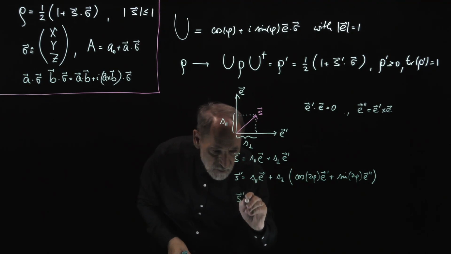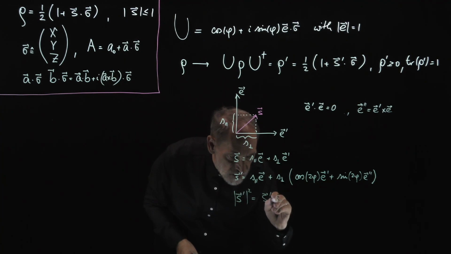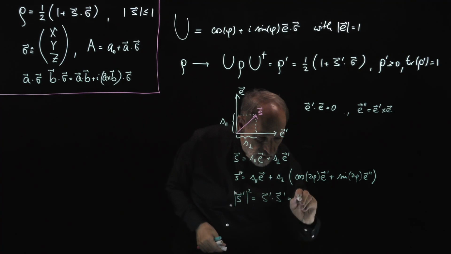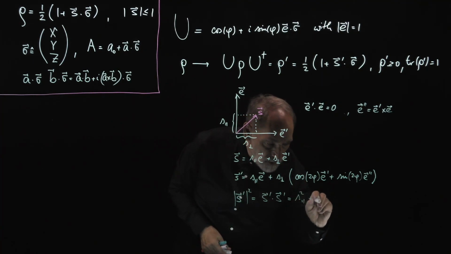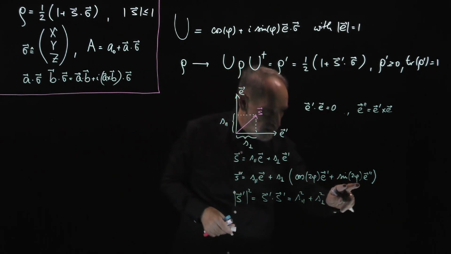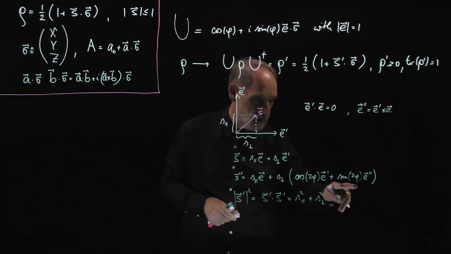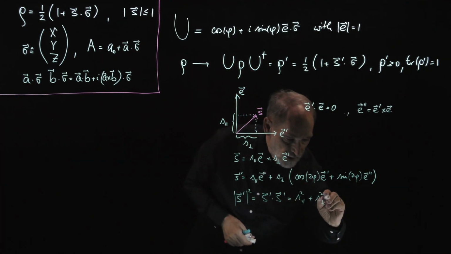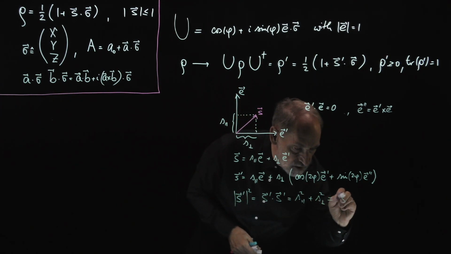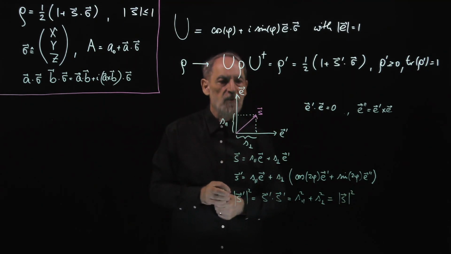So if I have the S prime length, let me look at the square. So it's the S prime dot S prime product. Well, there's the S parallel squared, and then we have the S perpendicular squared, and that goes with the cosine of 2 phi squared plus the sine of 2 phi squared, which is another case of where we have a squared cosine plus a squared sine giving us 1. So the length of the Bloch vector is indeed unchanged. This is proper for a rotation.